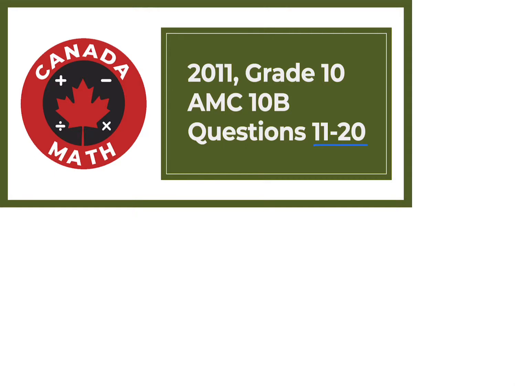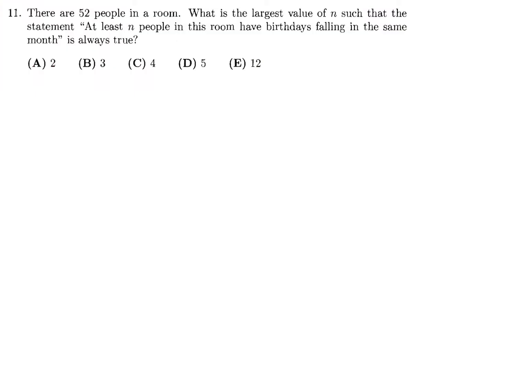Questions 11 through 20 on the 2011 grade 10 AMC 10B. There are 52 people in a room. What is the largest value of n such that the statement, "at least n people in this room have birthdays falling in the same month," is always true?